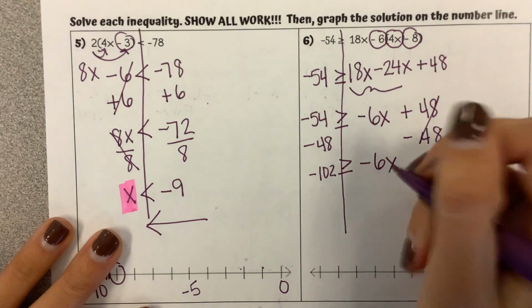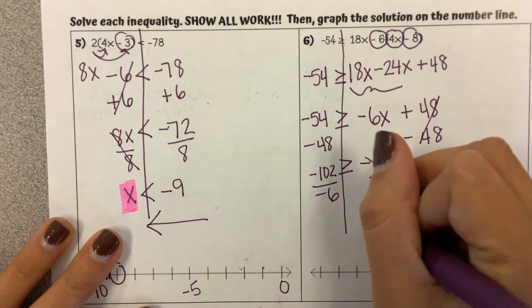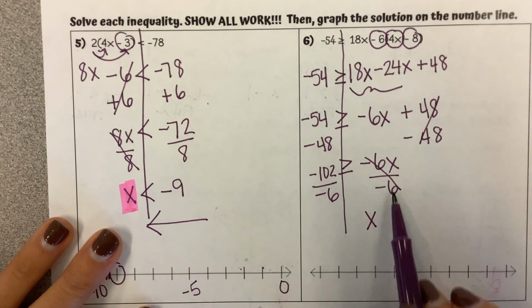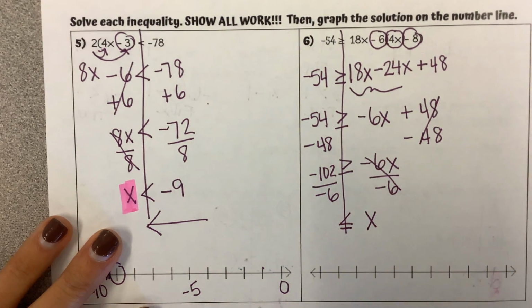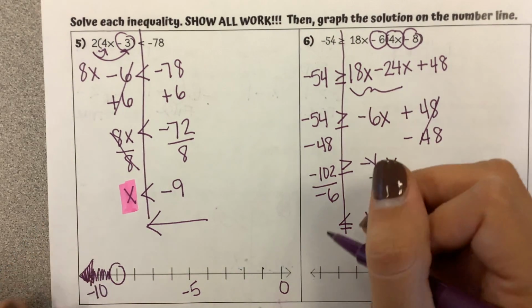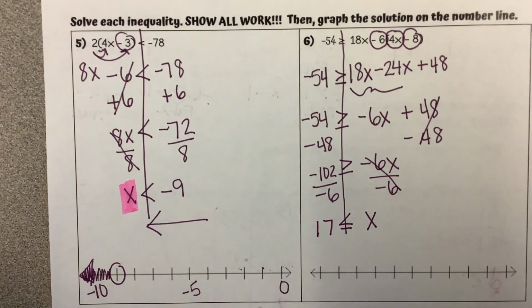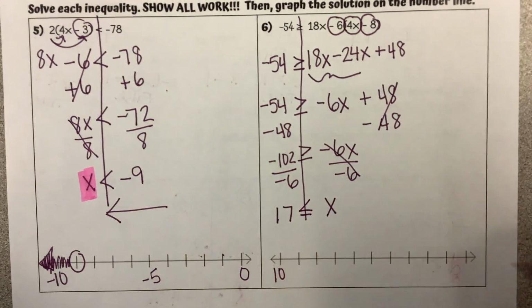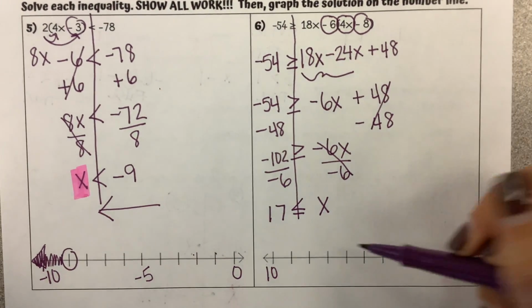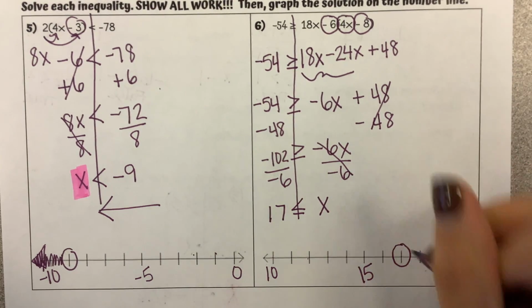X is being multiplied by negative 6, so the opposite is to divide each side by negative 6. This side cancels. We're left with just x. We were dividing by a negative, so we need to flip our inequality sign. Negative 102 divided by negative 6 is going to be positive 17. Let's find a range that positive 17 goes between. That would be between 10 and 20. So 1, 2, 3, 4, 15. 17 would be right here.